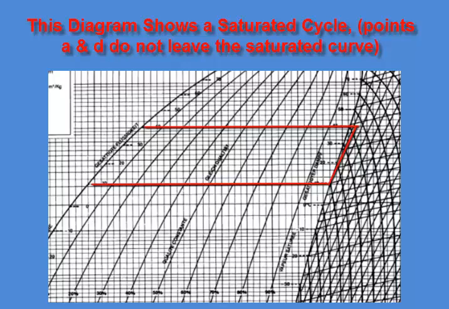On the left-hand side, where the top line for the condenser meets the saturated liquid curve, drop the vertical line all the way to the constant evaporator temperature. So this gives us our ideal refrigeration cycle.